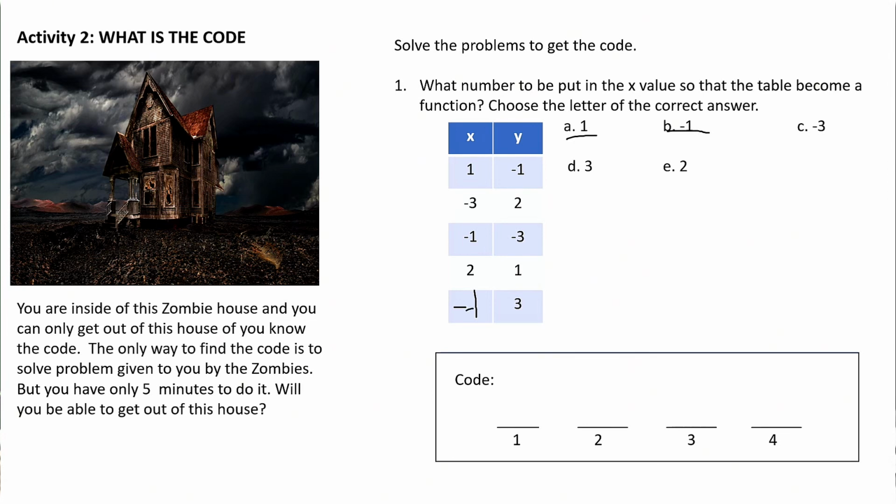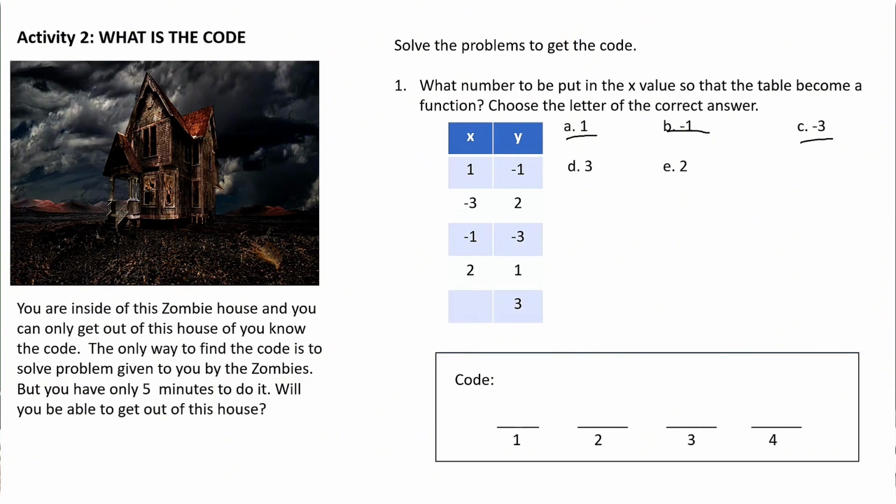So -1 is not the answer. Okay. How about if x equals -3? So if we put -3 here, now there will be 2 -3s. Still, there is a repetition of the values of x. So -3 is not the answer.